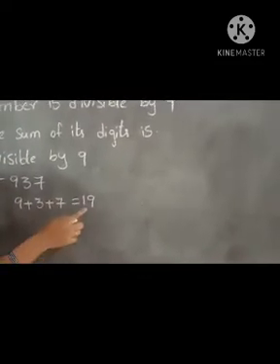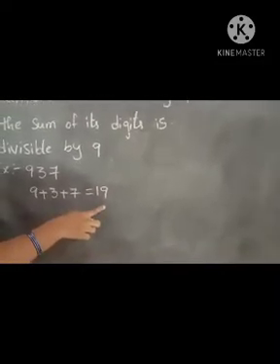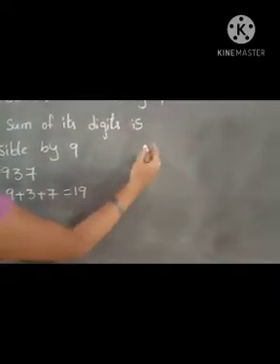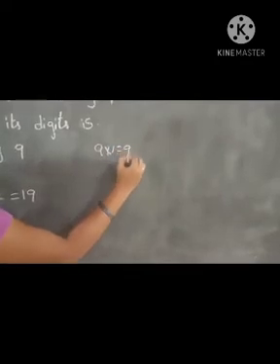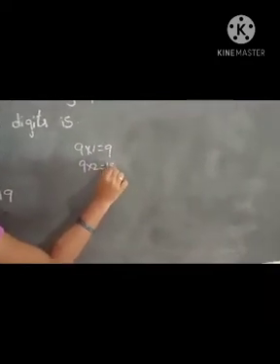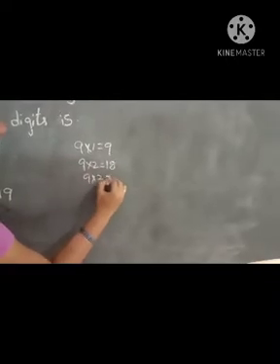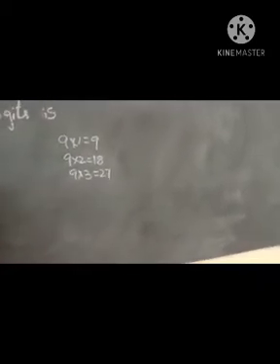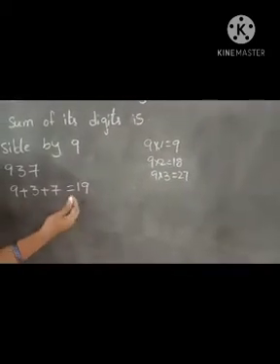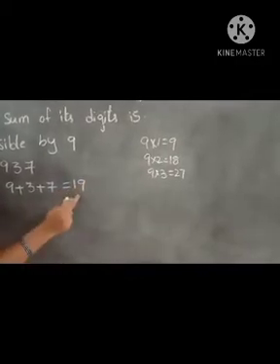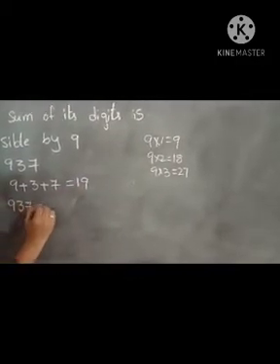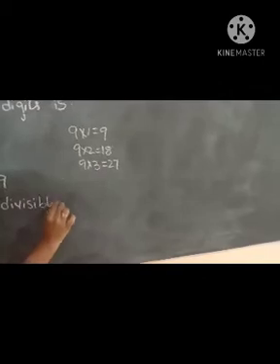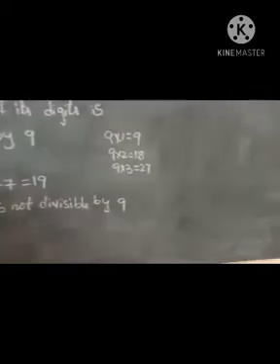Again we have to check here whether 19 is in the 9 table or not. Okay children, what do we have to check here? Whether 19 is in the 9 table or not. Once see the 9 table here. 9 ones are 9. 9 twos are 18. 9 threes are 27. See, 19 is in between 18 and 27, no? So is 19 divisible by 9 or not? No, 19 is not there in the 9 table. That's why 937 is not divisible by 9.